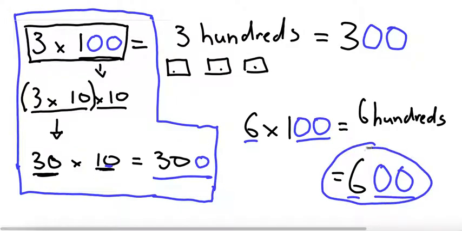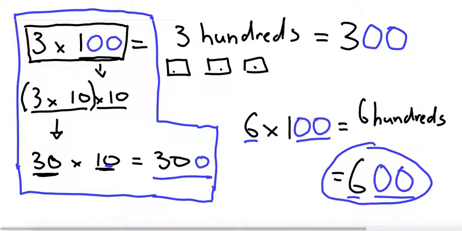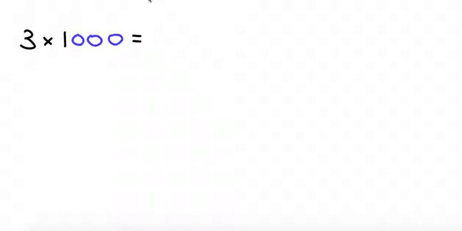Okay, so now we've kind of got a rule or a little trick for multiplying by 10 and a little trick for multiplying by 100. As long as we understand why, then we can just remember those rules and things become super easy and quick. Now we'll look at multiplying by 1000. I think you can already guess what our little trick's going to be.